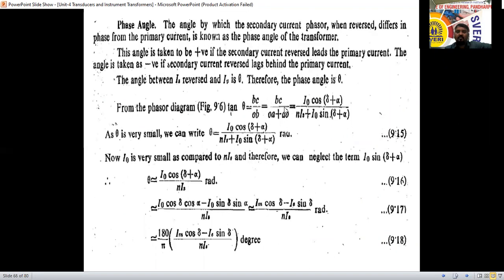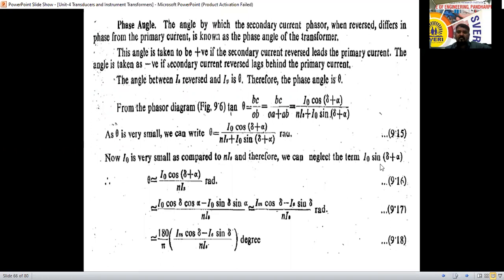Based on that, we have BC divided by OA plus AB that we have considered. BC equals I0 cos(delta plus alpha), and OA equals NIS, AB equals I0 sin(delta plus alpha). Since theta is very small, we can write theta equal to I0 over NIS, the same equation, I0 sin(delta plus alpha), in radians.